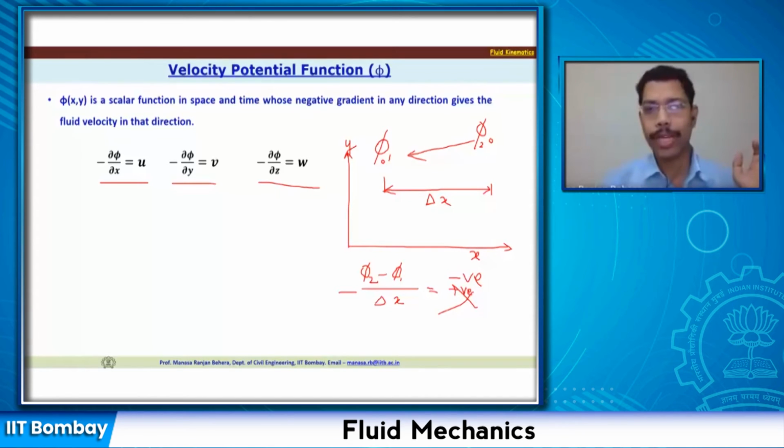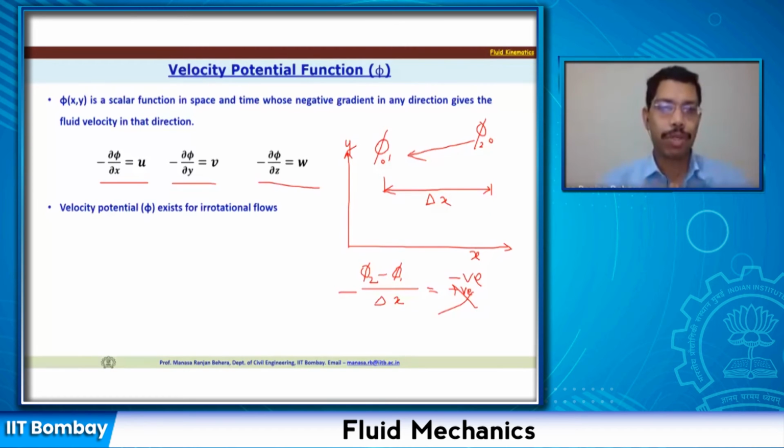Got it? All right. Now let us look at what is going to happen for different types of flows. Will the velocity potential phi exist for irrotational flows, or for rotational flows? The velocity potential phi will exist only if the flow is irrotational. That is the property of this phi function. That means I should be able to satisfy the irrotational condition using the phi function.